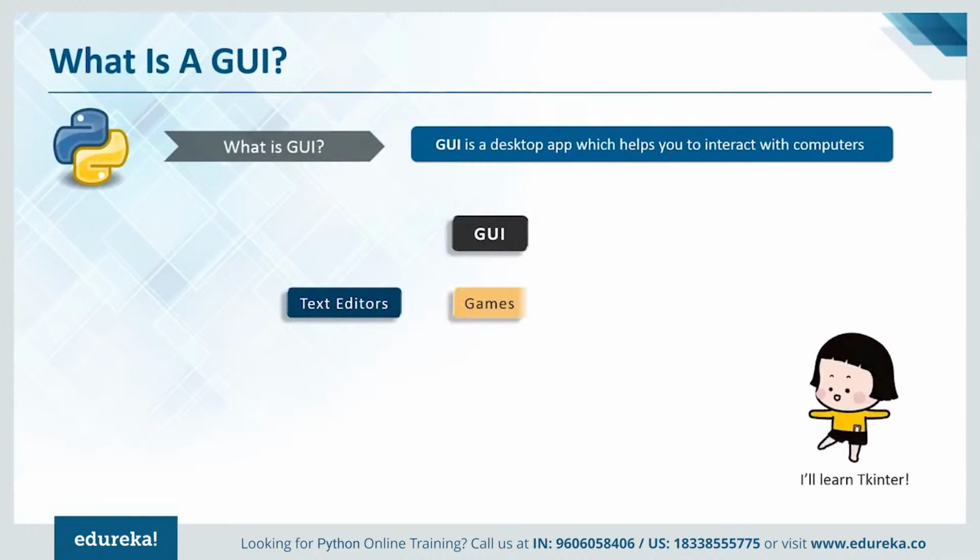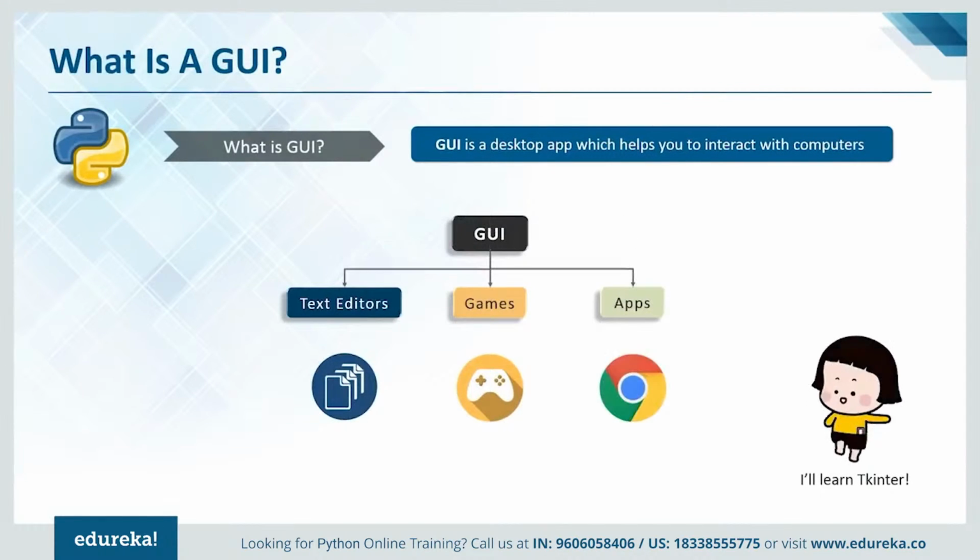GUI apps like text editors can be used to create, read, update, and delete different types of files as well. GUI apps like Sudoku, Chess, and Solitaire are games which you can play, right? And apps like Chrome, Firefox, Microsoft Edge, etc. are used to surf the internet as well. So there are different types of GUI apps that we use daily on laptops and desktops, guys. We're going to learn how to create those types of apps as well.